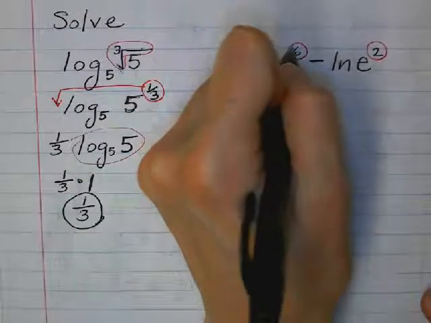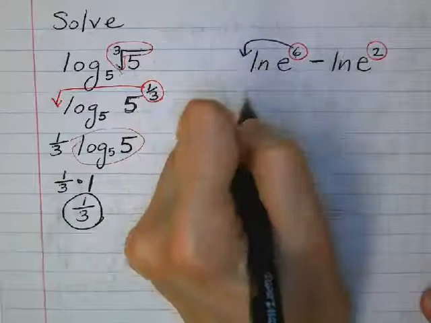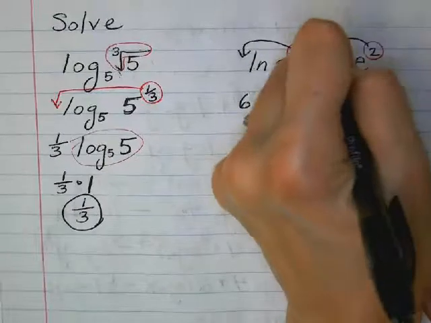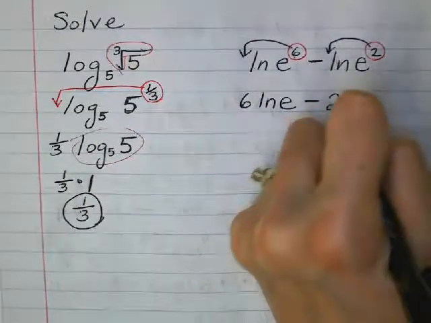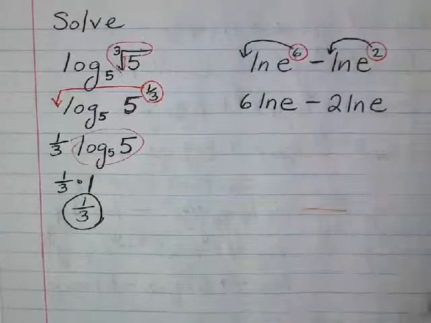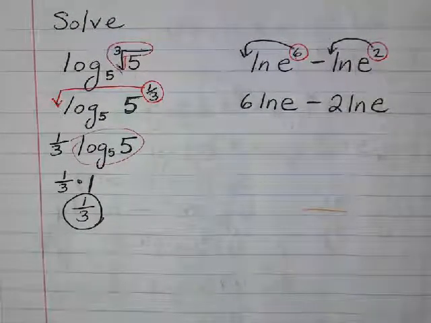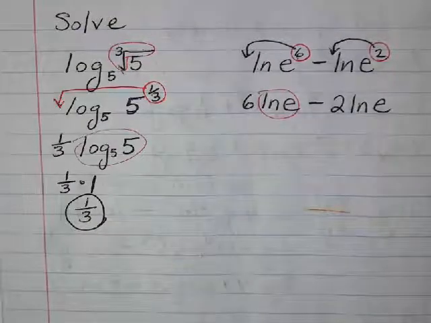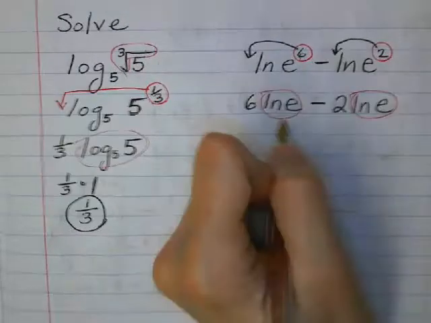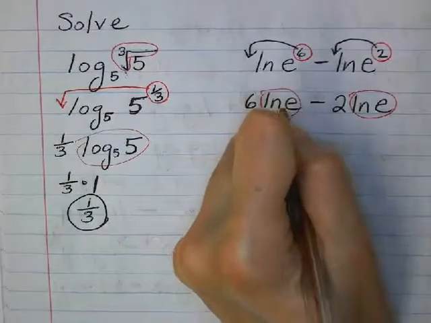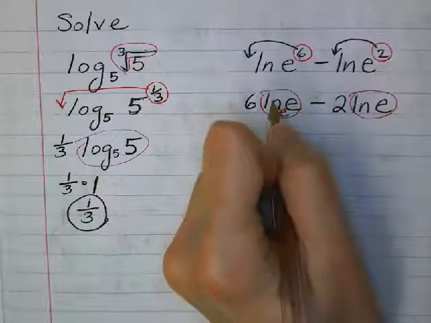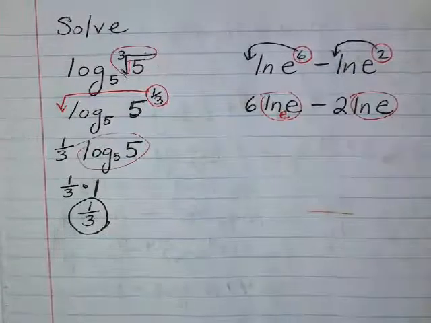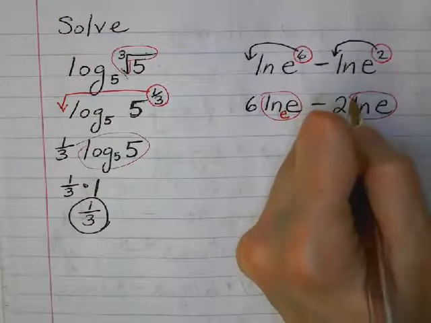So one way to do it is bring this 6 in front and have 6 natural log of e. Same thing with this 2. Bring this 2 in front minus 2 natural log of e. Well, what is natural log of e? That's the key question here. When you're in natural log, it has a base e. So when they ask you natural log of e, they're asking e to what power gives you e? Do you know what the answer is for that? Natural log of e?